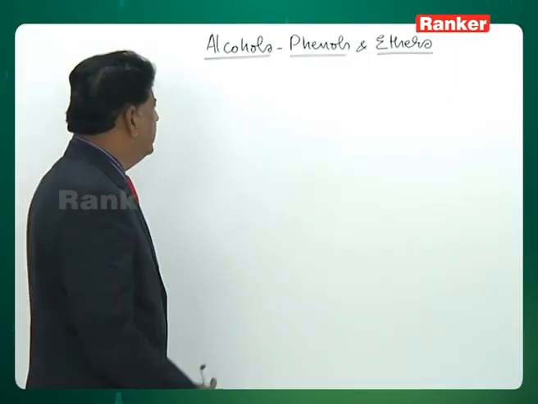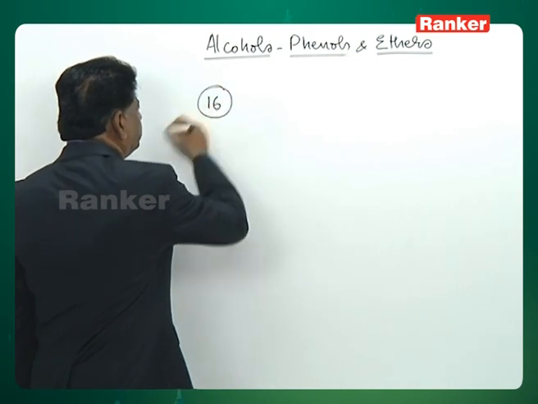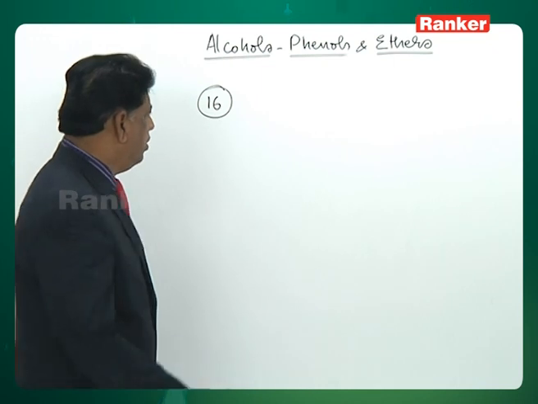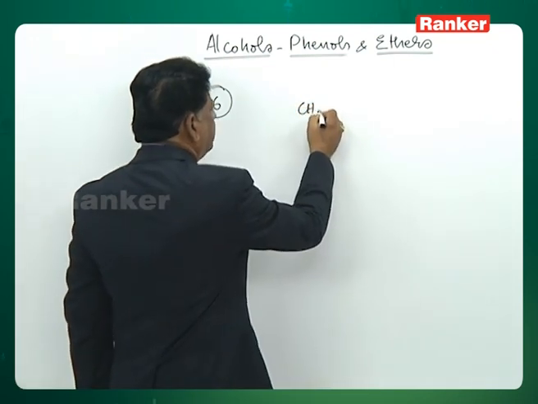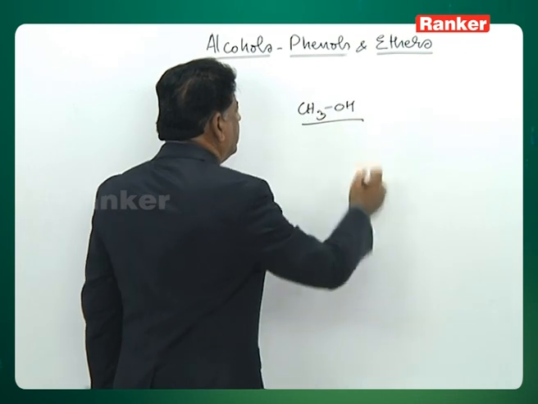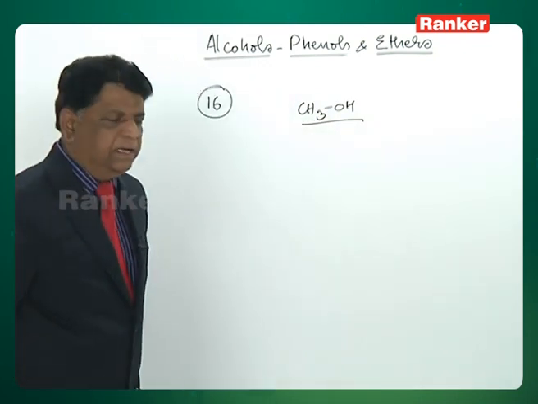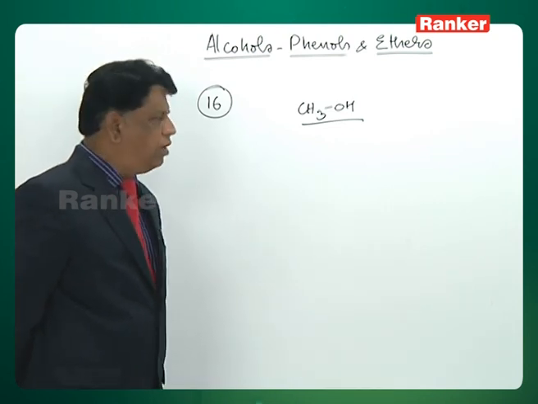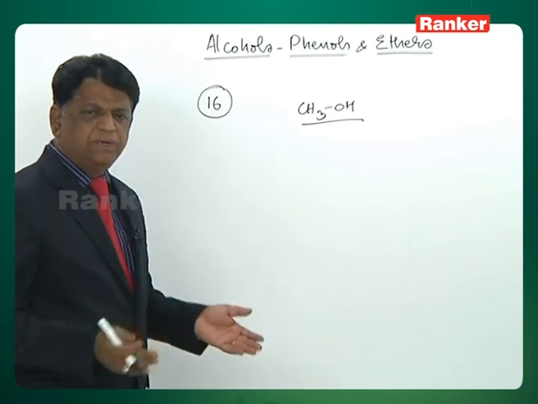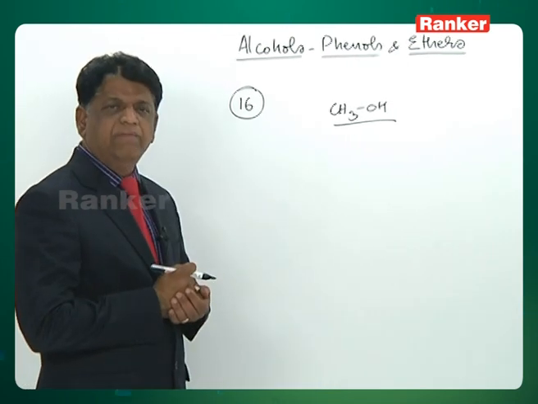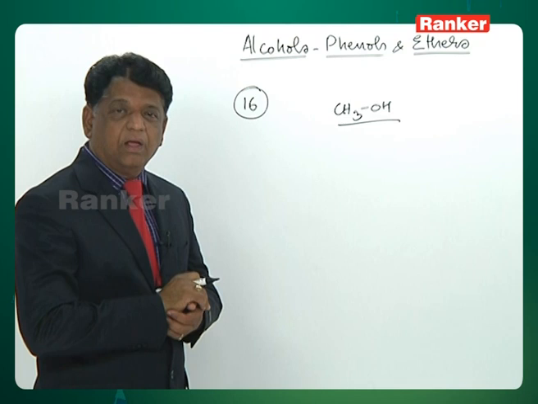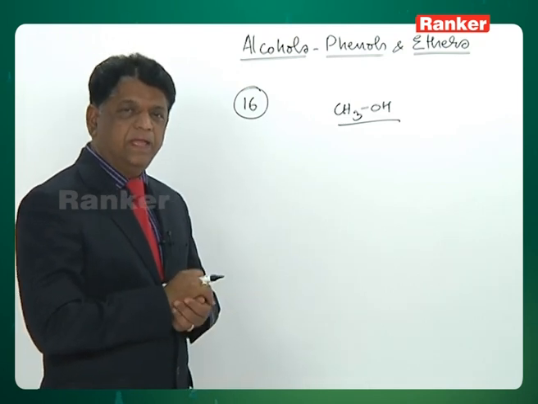So let's go for the 16th question. Wood alcohol: most vegetables on distillation will give ethyl alcohol, but methyl alcohol, the methanol, is also called spirit or methyl spirit. In many cases it is used in medicine, but people drink ethyl alcohol, so to have a difference between ethyl alcohol and methanol, sometimes ethyl alcohol is mixed with methanol in order to stop the misuse of this ethyl alcohol.